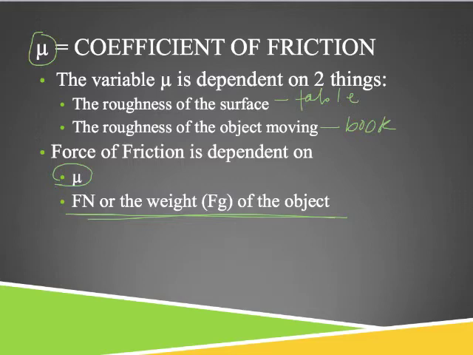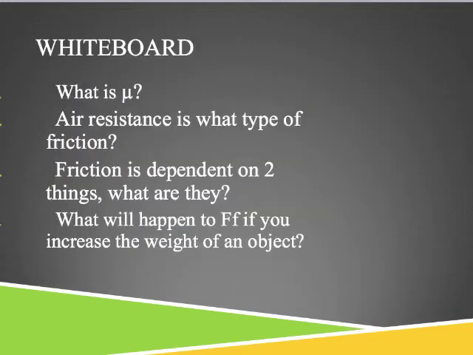Sorry about that. Mu is dependent on the surfaces. Friction, however, is dependent on mu and the weight of the object. So, real quick, not really whiteboard questions, just questions in general. See if you can answer these. I'll go over the answers in a second.